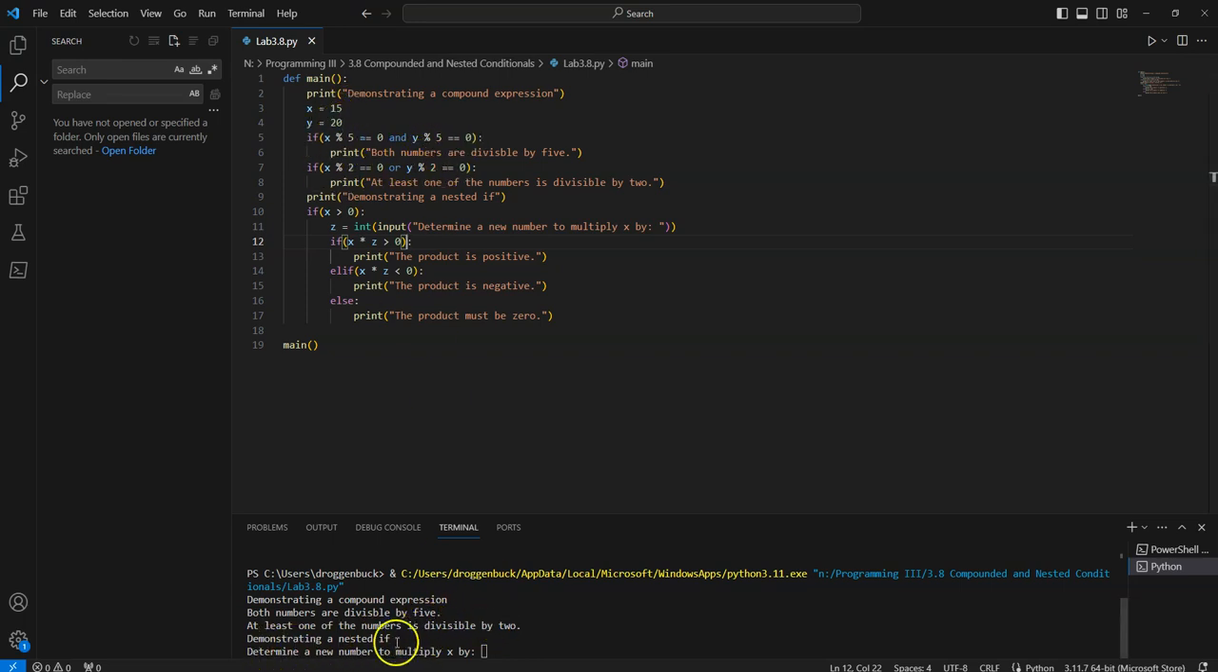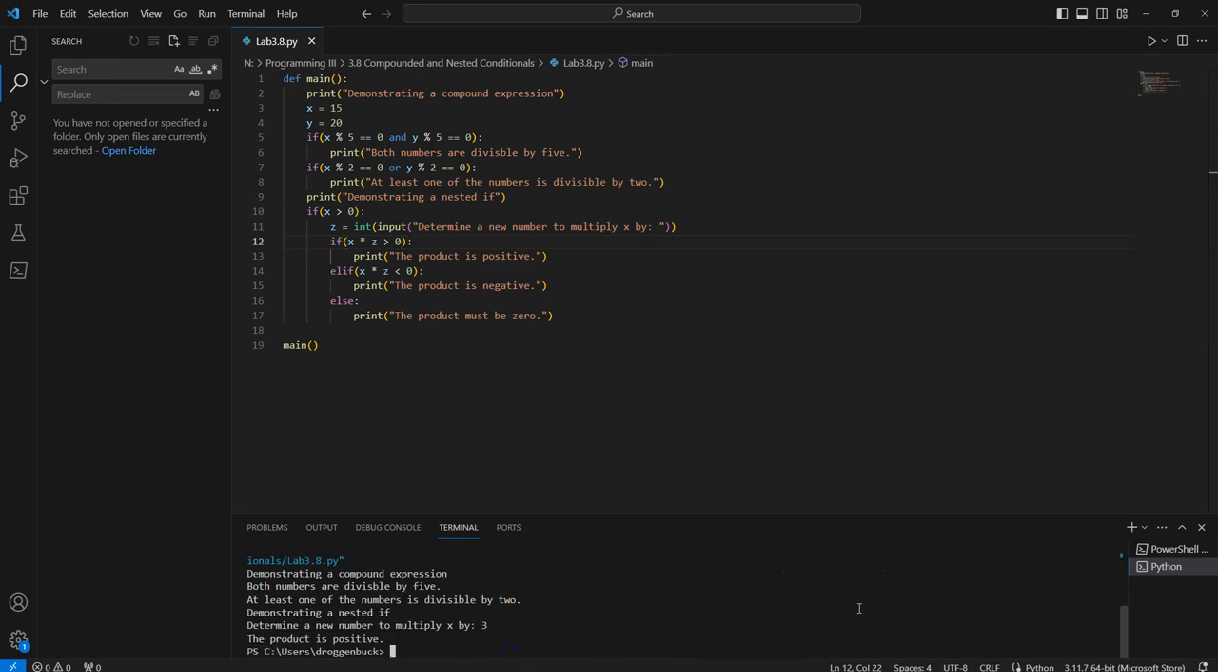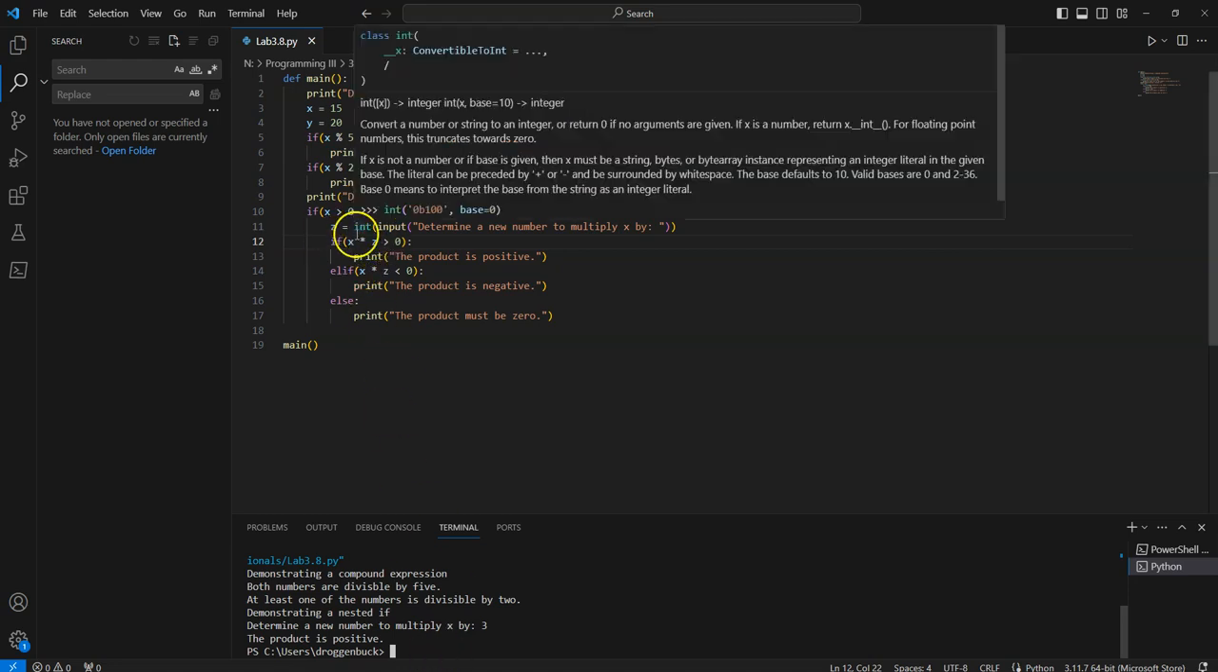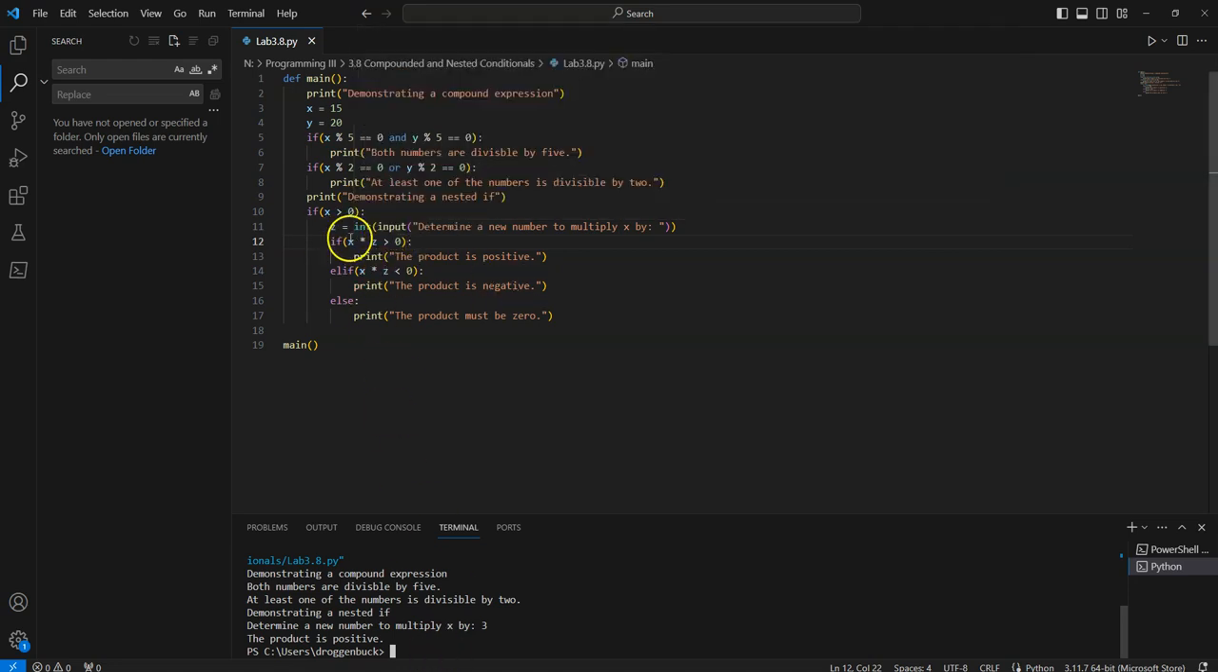And then we're demonstrating a nested if, so let's determine a new number to multiply by. Let's just go ahead and say 3. And we get the product is positive. So we look here, x is greater than 0, which was 15, so we got that new number input. And we did x times z is greater than 0 because we have 15 times 3, which would technically be 45. 45 is greater than 0, so we get the print, the product is positive.